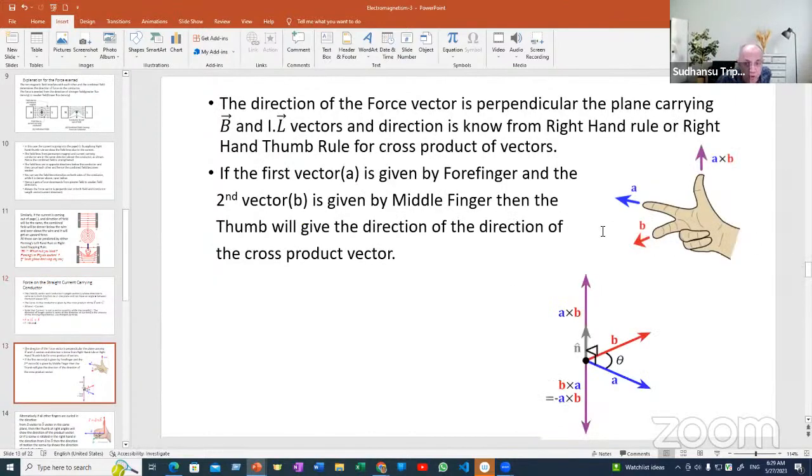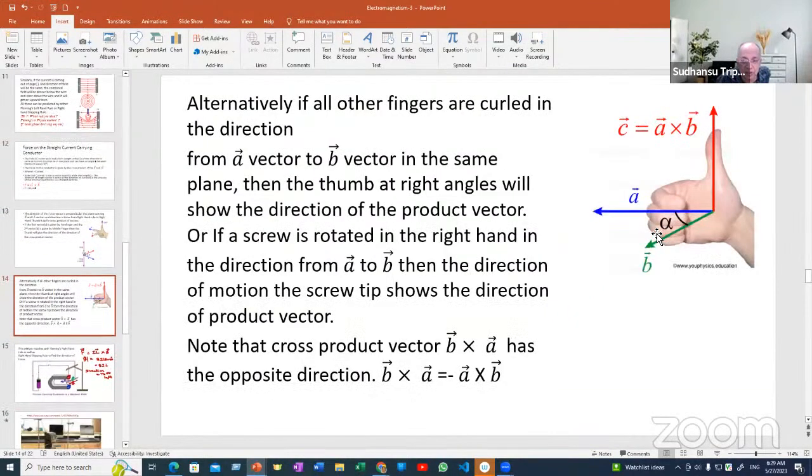Now, let me show you here. This is the way I explain. If you move your other fingers from A to B, because you have written A first, B second, then the thumb will represent the direction of the product vector. So B cross A is equal to minus A cross B, not equal to A cross B. You can put a bracket sign here.